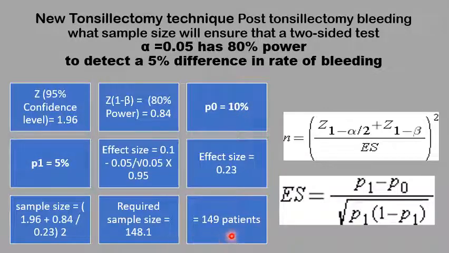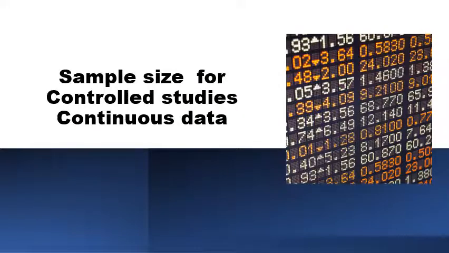That is to say, the minimum number of patients required for this study to obtain a difference of 5% between the rate of bleeding and have a level of significance less than 5% and a power of 80% would be 149 patients. We now move to a different study design.